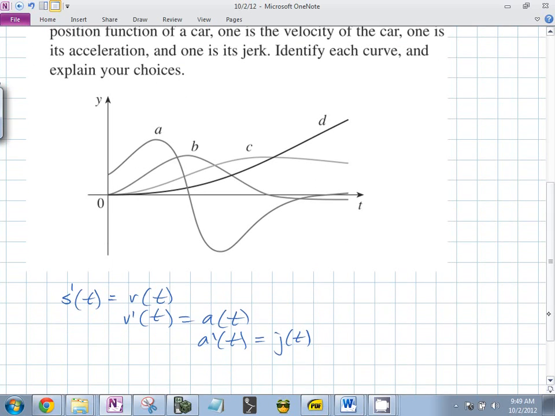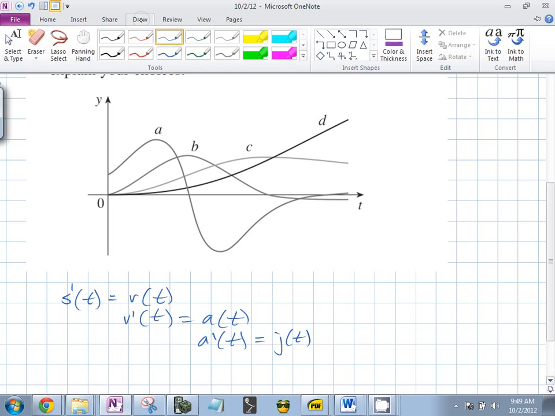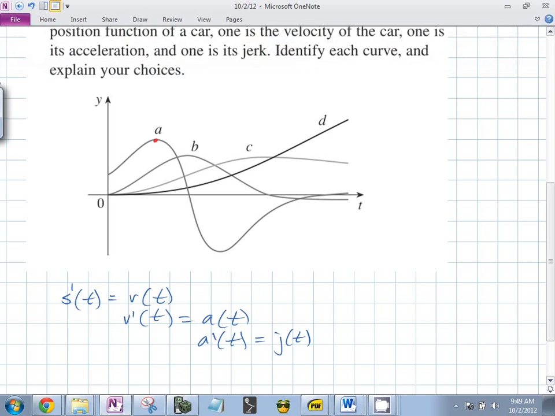So you want to find this relationship. So let's just pick one of them and look at what happens at a point. Let's look at A, for example. At A, what happens at that red point right there that I just dotted in? What's the derivative of A right there? The derivative of A is 0 right there.